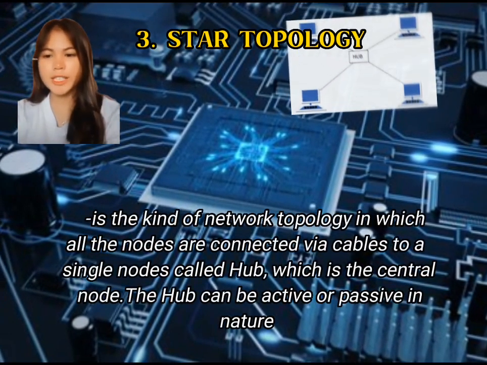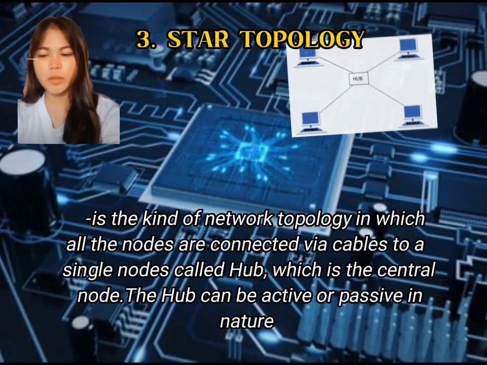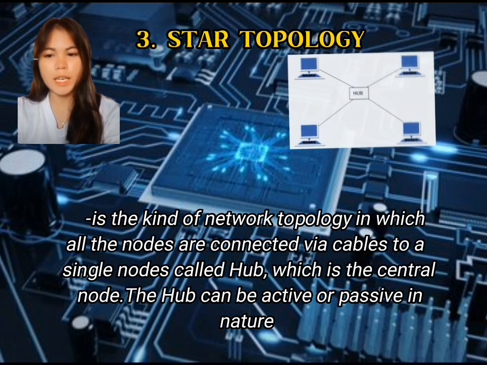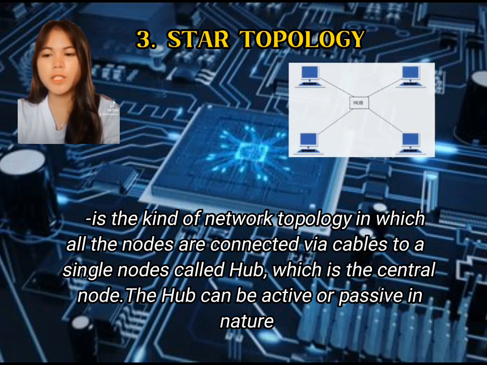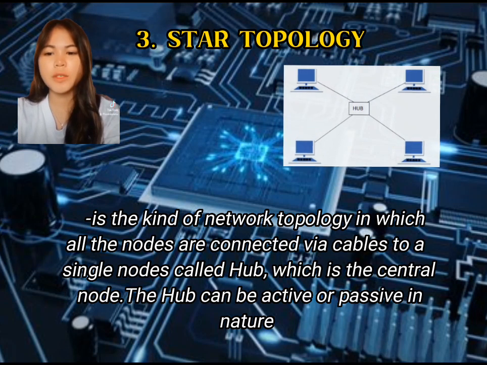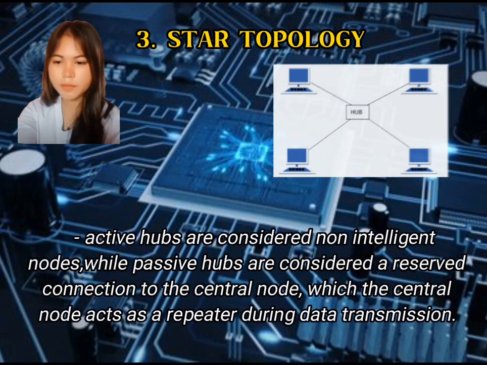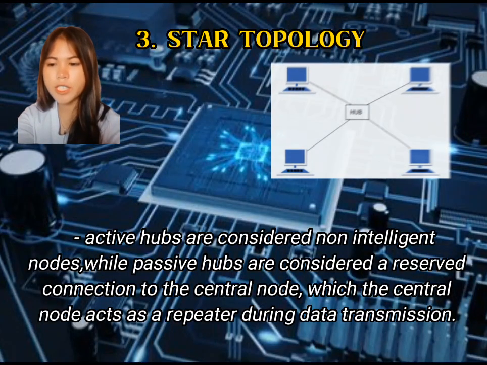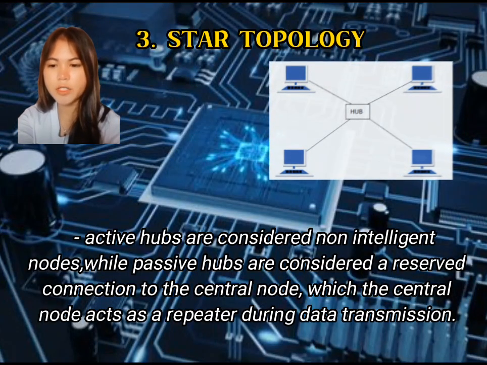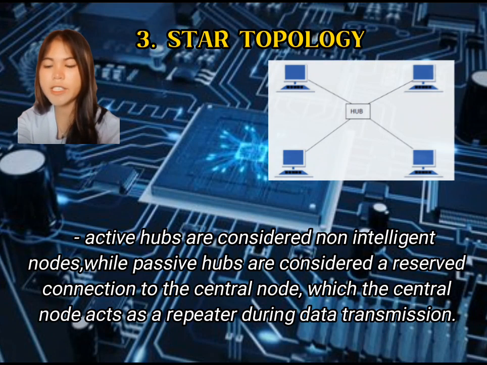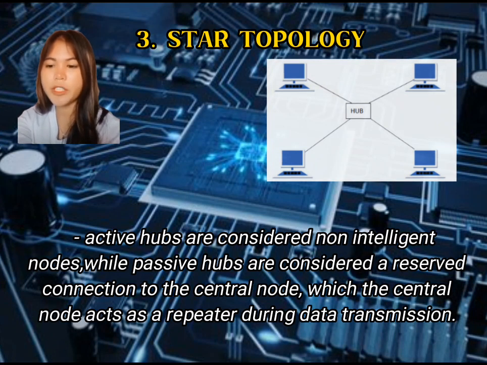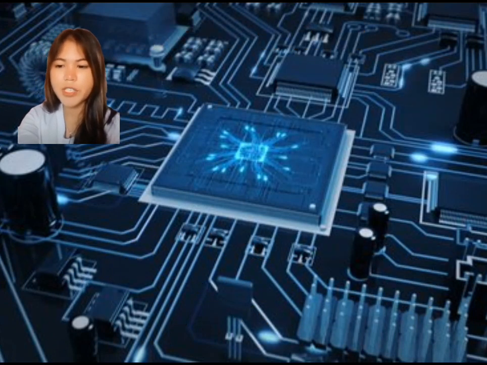Star topology is a kind of network topology in which all the nodes are connected via cables to a single node called the hub, which is the central node. The hub can be active or passive in nature. Active hubs are considered non-intelligent nodes, while passive hubs are considered a reserved connection to the central node, which acts as a repeater during data transmission.